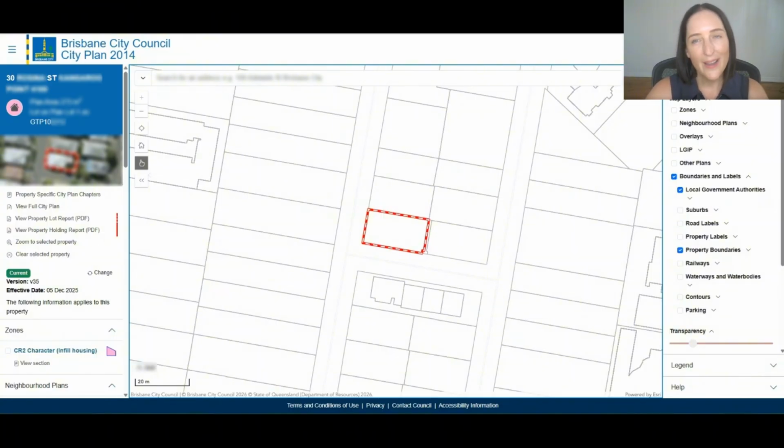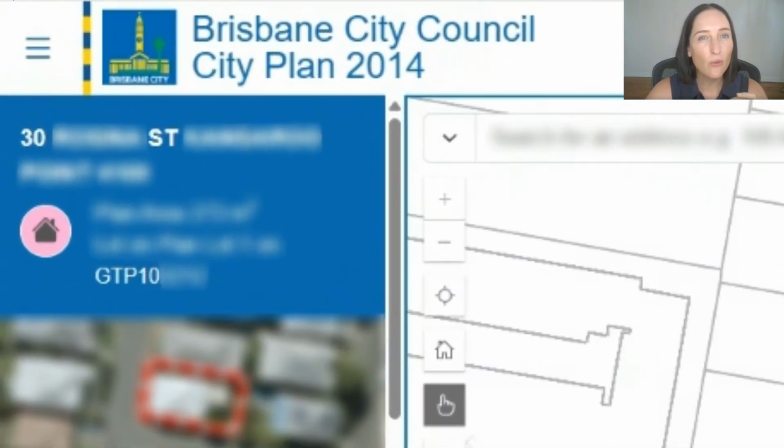The only way to date, that I wouldn't say guarantee, because it's not a guarantee, I've never actually properly fact-checked this, but the almost foolproof way to spot these things is to look for a GTP number. So instead of having an RP number or an SP number, we've got the GTP reference there, the group title plan. If you spot that, that is a giveaway that you're dealing with a dual occupancy or a multiple dwelling.